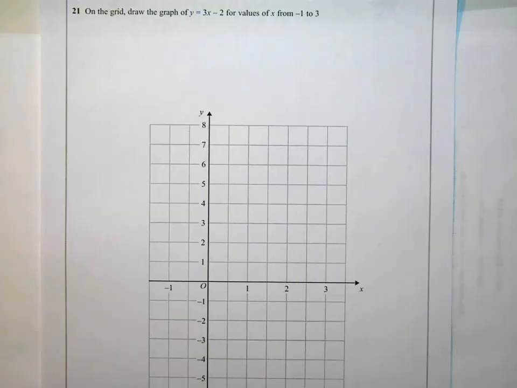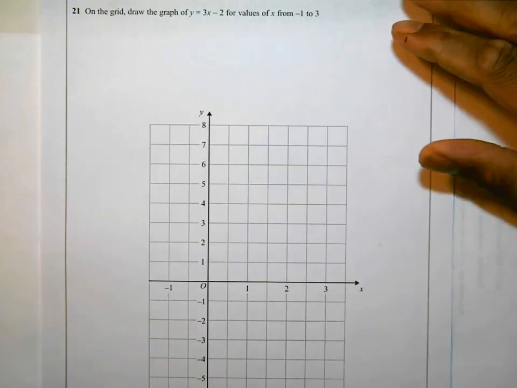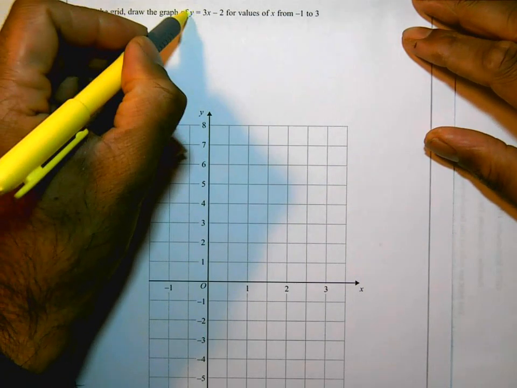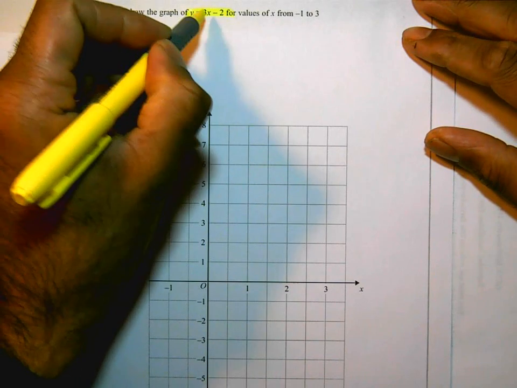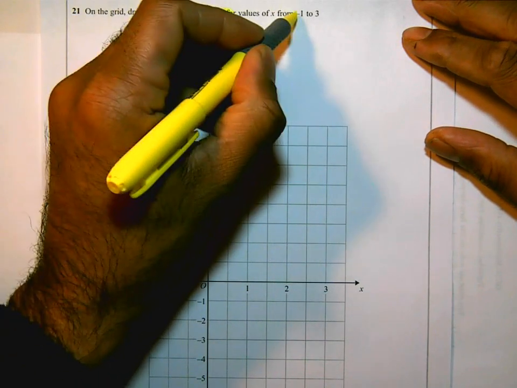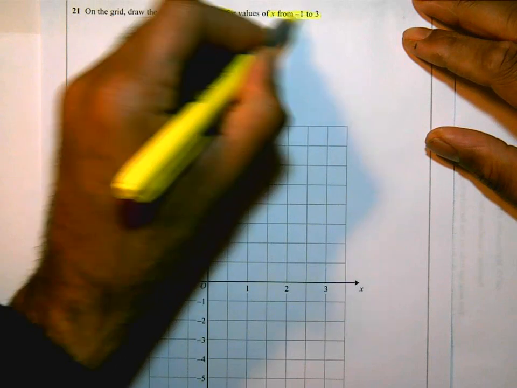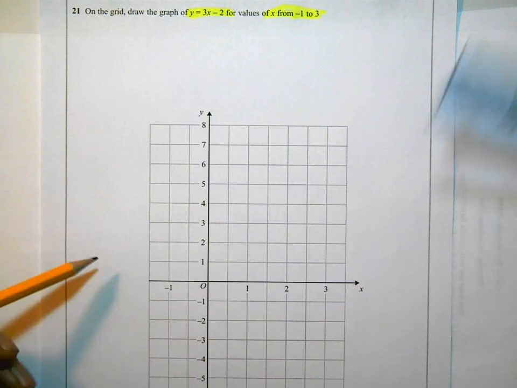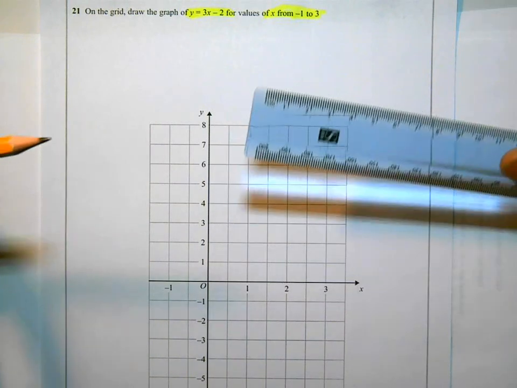Okay, here's question 21. On the grid, draw the graph of y is equal to 3x minus 2 for values of x from -1 to 3. This is a really popular type question, right? But the thing about this question is we're normally given a table for this, and we're not in this case. So I'm actually going to draw a table myself.